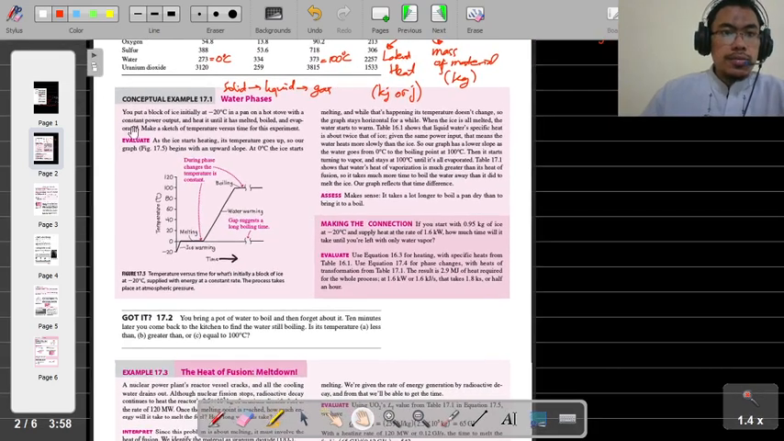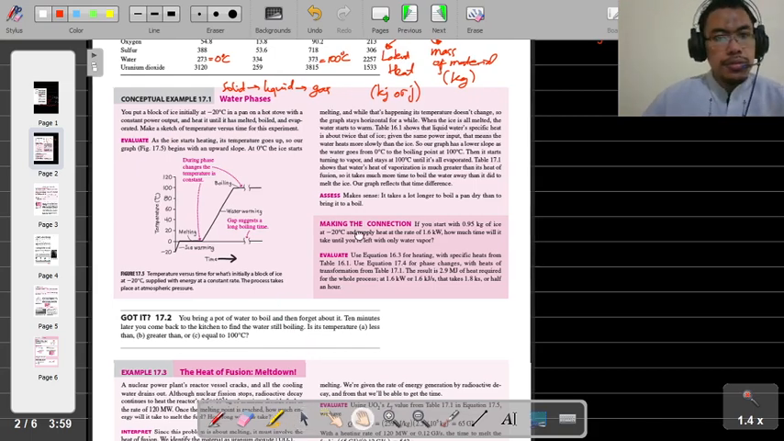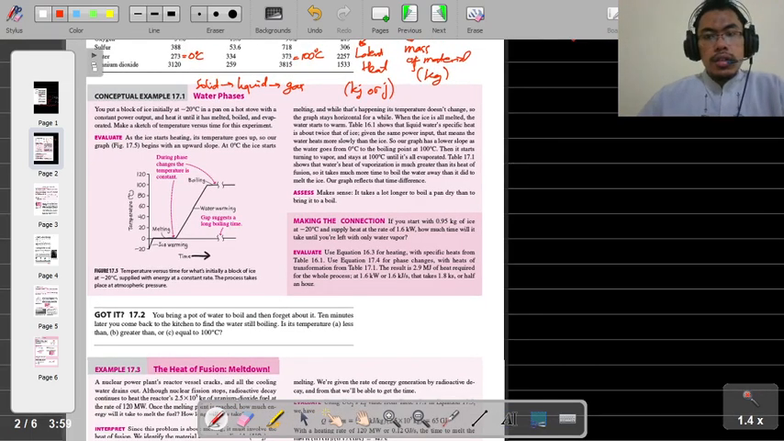Let's read this first. You put a block of ice initially at minus 20 degrees Celsius in a pan on a hot stove with a constant power output, and heat it until it has melted, boiled, and evaporated. And then we are asked to make a sketch of temperature versus time for this experiment.